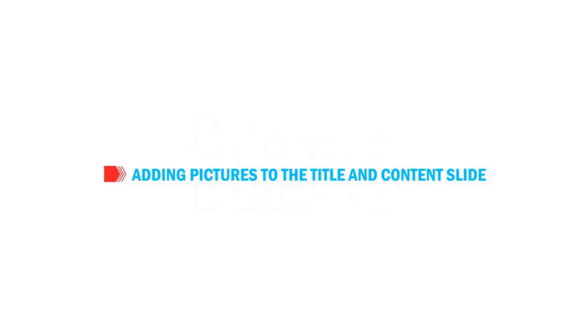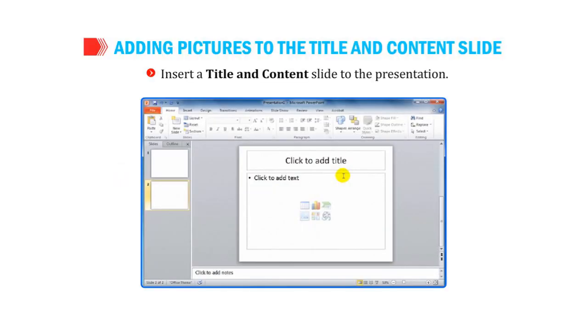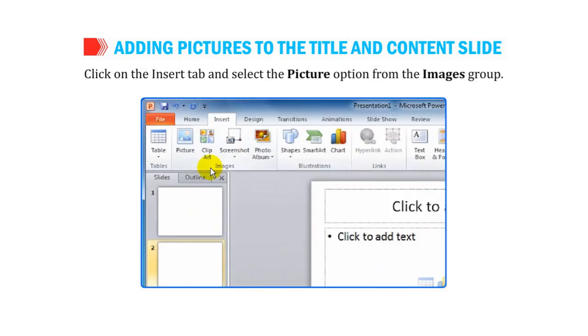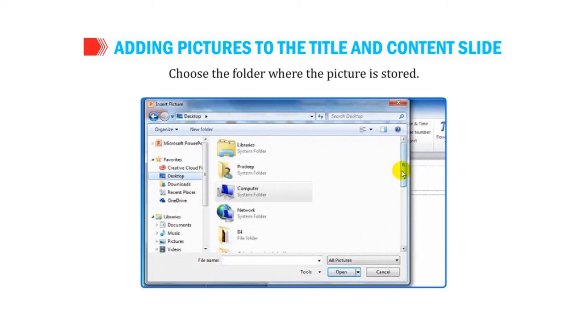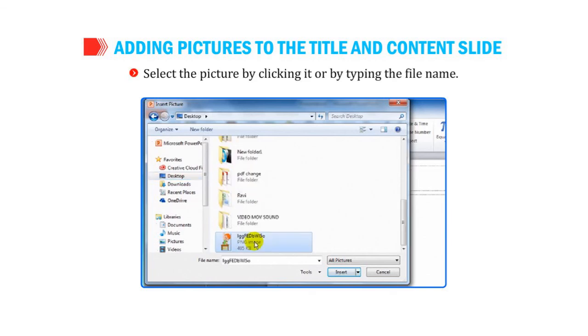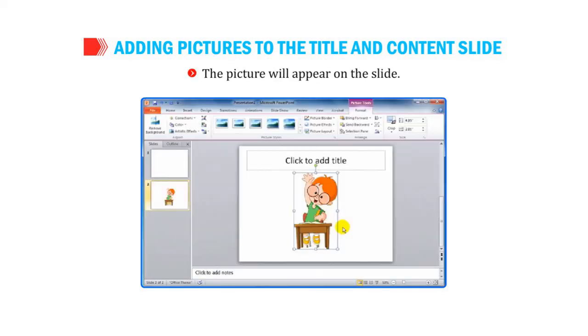Now, let's learn adding pictures to the title and content slide. Insert a title and content slide to the presentation. Click on the Insert tab and select the Picture option from the Images group. The Insert Picture dialog box opens. Choose the folder where the picture is stored. Select the picture by clicking it or by typing the file name. Click on the Insert button. The picture will appear on the slide.